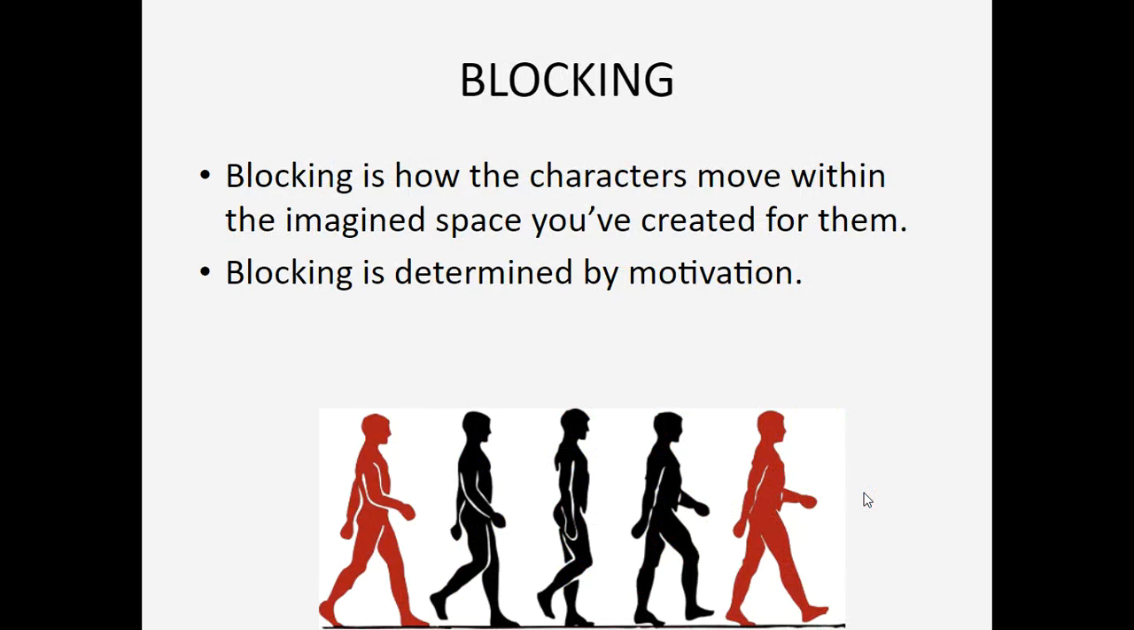Now we get into blocking. There's 4 elements of blocking when you're doing a duet acting piece. You've got to really ask yourself, how is the character moving within the imagined space that you created for them? So let's say that the scene is in a restaurant. Are they moving too much? Probably not. They're probably coming in, sitting down, having the conversation across from the table. So the movement is going to be more stagnant because it's sitting down.